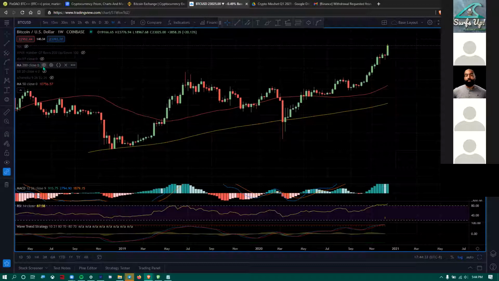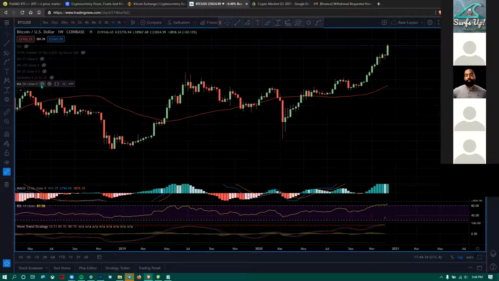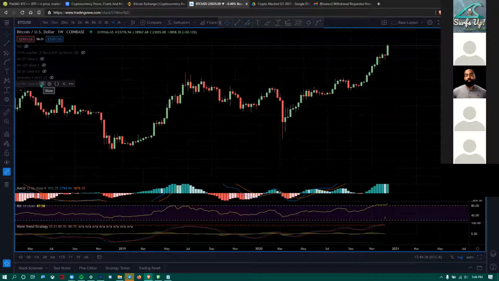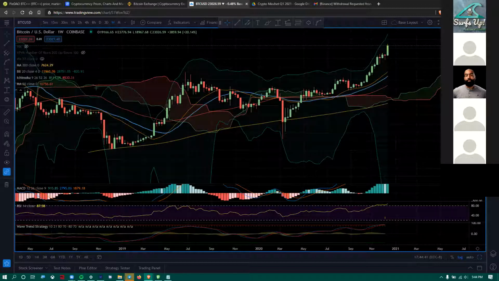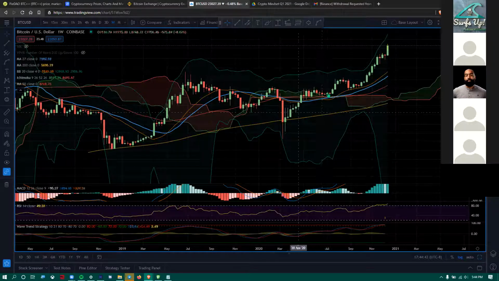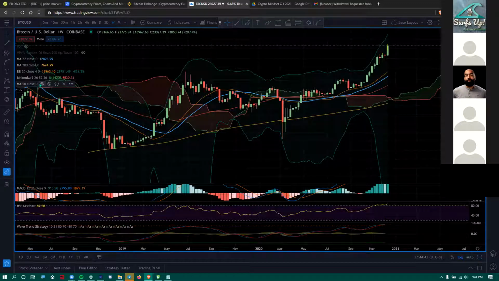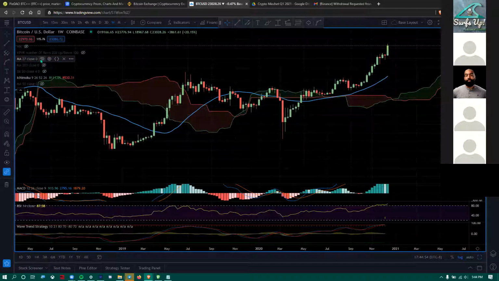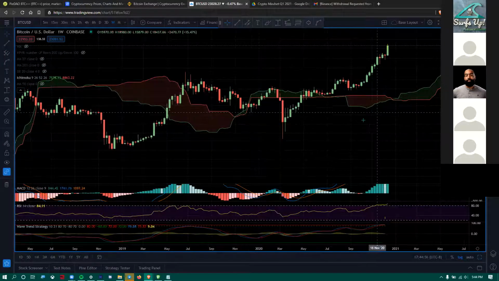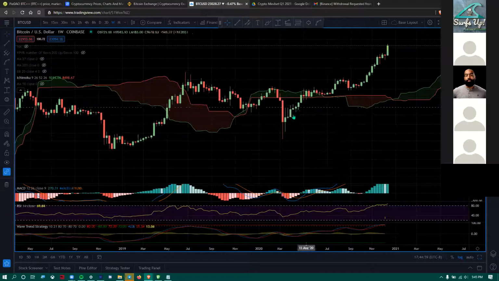If I had all my stuff on, look at this. This is ridiculous. You know what I mean? What's going on here? But if I wanted to look at the Ichimoku Cloud, which I'm not going to teach right now, I'm not going to put on all the moving averages because it's just too much information to decipher.